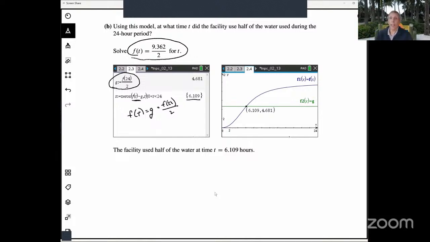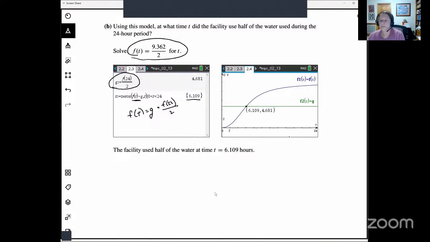I think a natural wrong answer to this is, Vicky, help me on this, that students might think, well, it just naturally uses half the water at half the time. So 12 is going to be a distractor in this kind of problem.